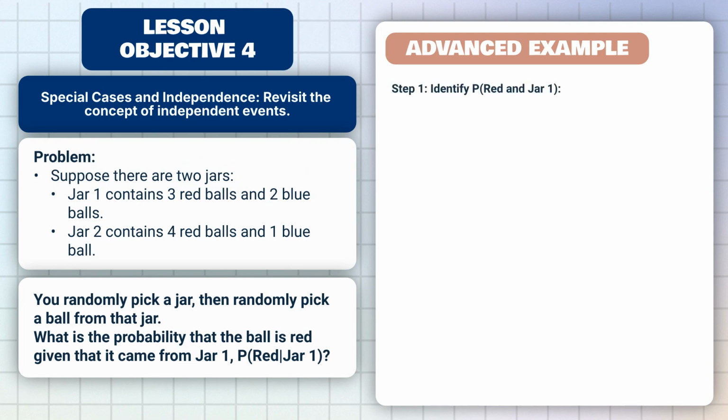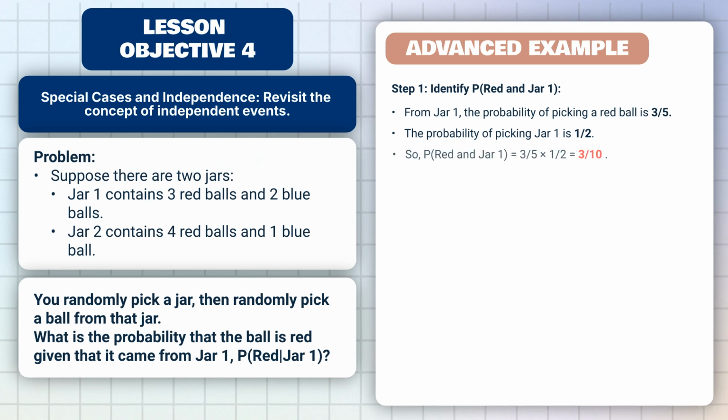Step 1. Identify the probability of red in jar 1. From jar 1, the probability of picking a red ball is 3 over 5. The probability of picking jar 1 is a half. So the probability of red and jar 1 is 3/5 multiplied by a half, which equals 3 over 10.